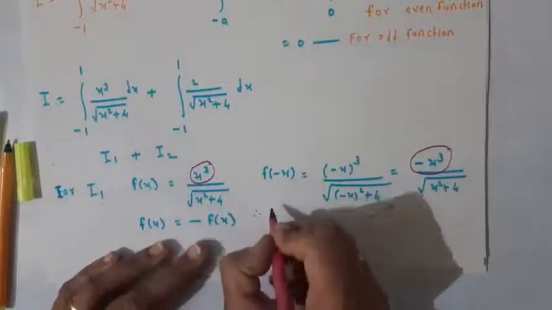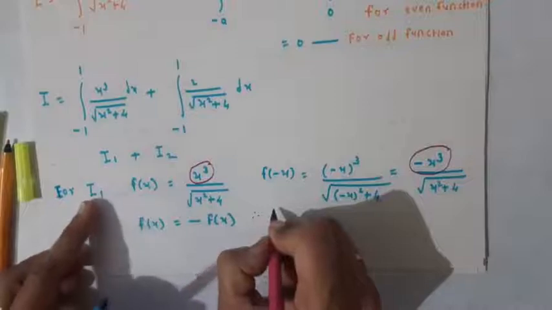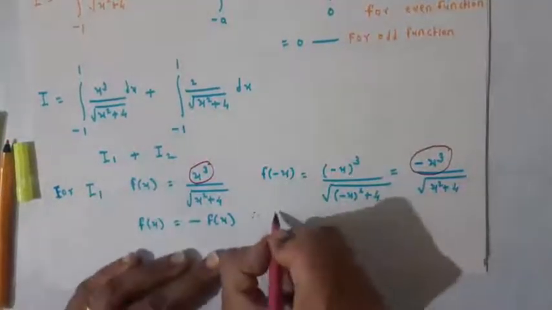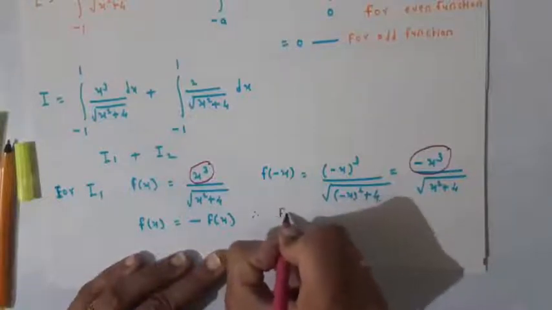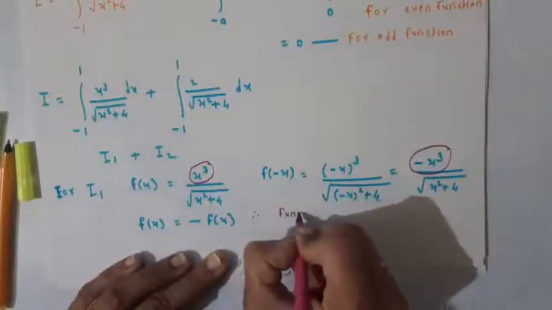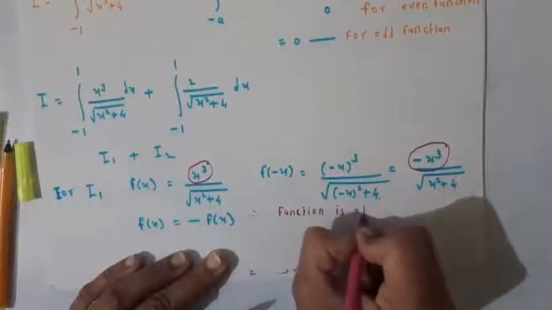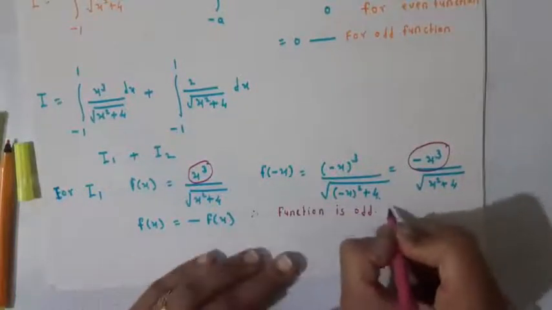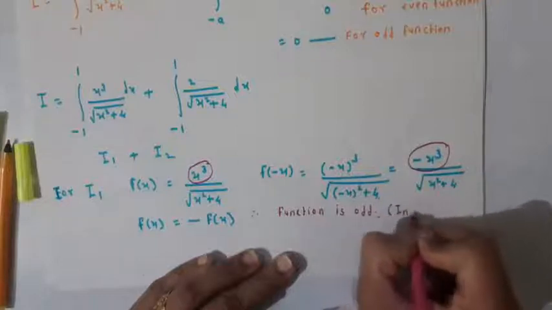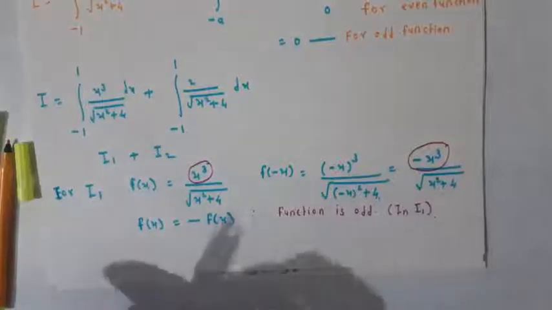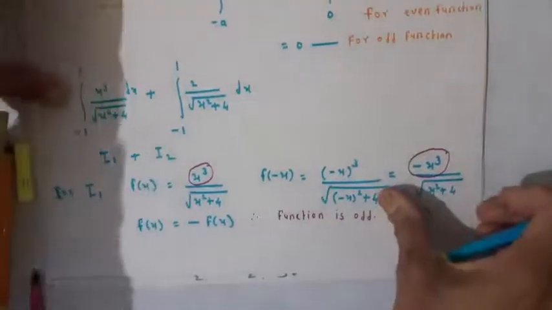Therefore, the function f of x for I1 is an odd function. That is in I1, the function is odd.